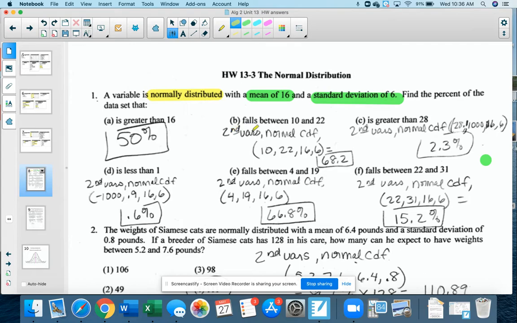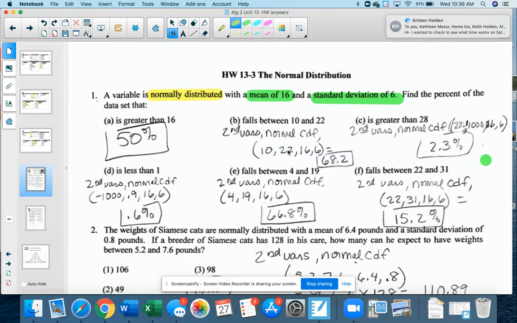So again, you hit your second vars, you scroll down to number 2, it says normal CDF. Now it depends on what calculator you have. If you have the newer calculator, when you do that, it's going to ask you for the lower and the upper score. So the lower score right here, I want all the scores between 10 and 22. So my lower score is 10. My upper score is 22.